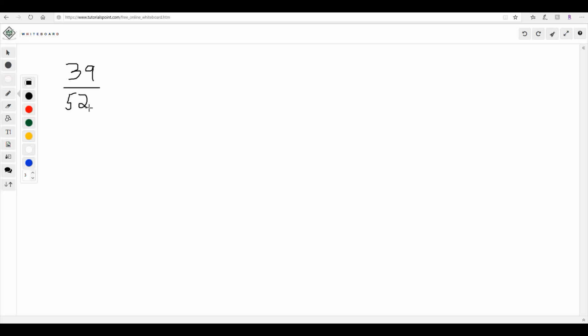39 over 52. And it says explore this number. Okay, so there's an A, B, C, and a D. So the first thing on A, it says to rewrite this fraction as a fraction of just its prime factors.